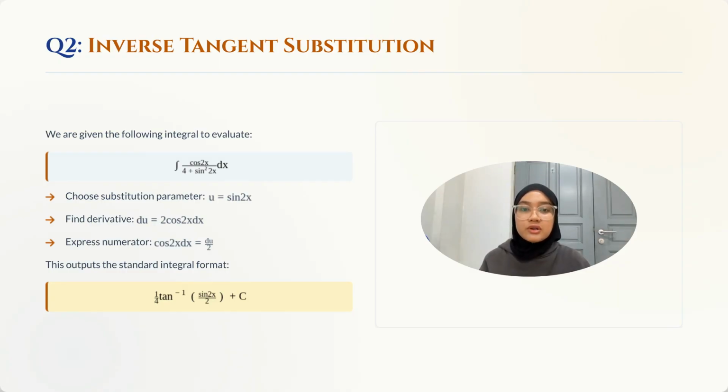This transforms our original expression into the clean standard form of 1 over 2 times the integral of 1 over 4 plus u squared du. We instantly recognize this as the classic inverse tangent integration archetype where a equals 2. This integrates smoothly to 1 over 4 arctan of u over 2 plus c. Substituting back our original u, our final result is 1 over 4 arctan of sin 2x over 2 plus c.